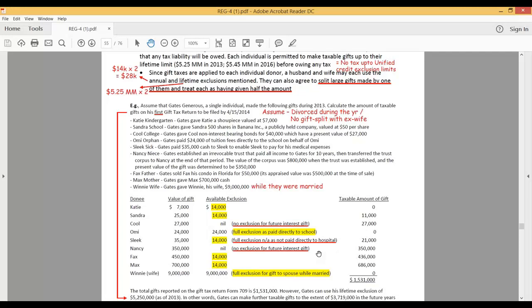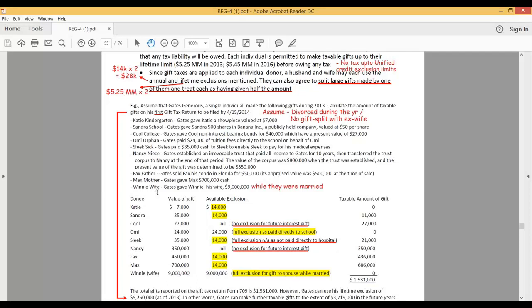Now let's look at the dad. He's selling him a condo in Florida for $50,000, whereas its value was $500,000. So $450,000 is actually the gift that he is giving him, and this is a present interest gift. So we reduce that by the $14,000 of exclusion to arrive at a taxable gift of $436,000.